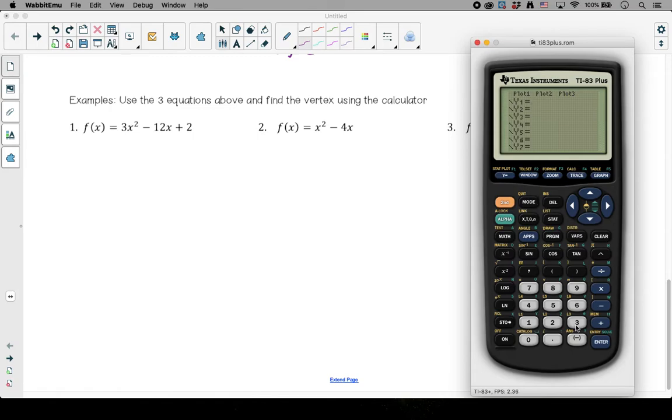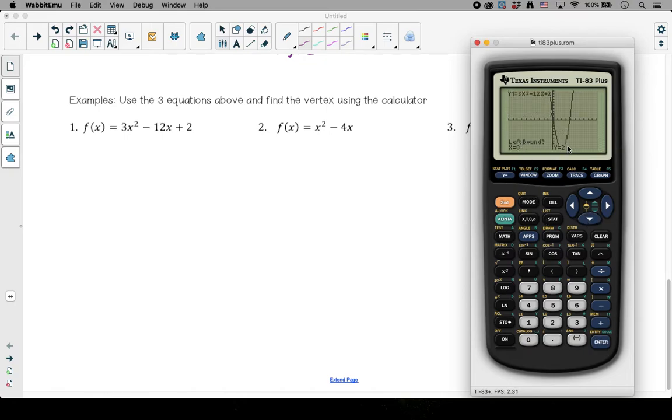We're going to type in 3x squared minus 12x plus 2. We're going to press graph. We can see the vertex, so we do not need to zoom out. It's low down here, but we can still see it. So we're going to press second, trace, or calculate. This one had a minimum because it has a positive a value, so I'm going to go down to number 3.